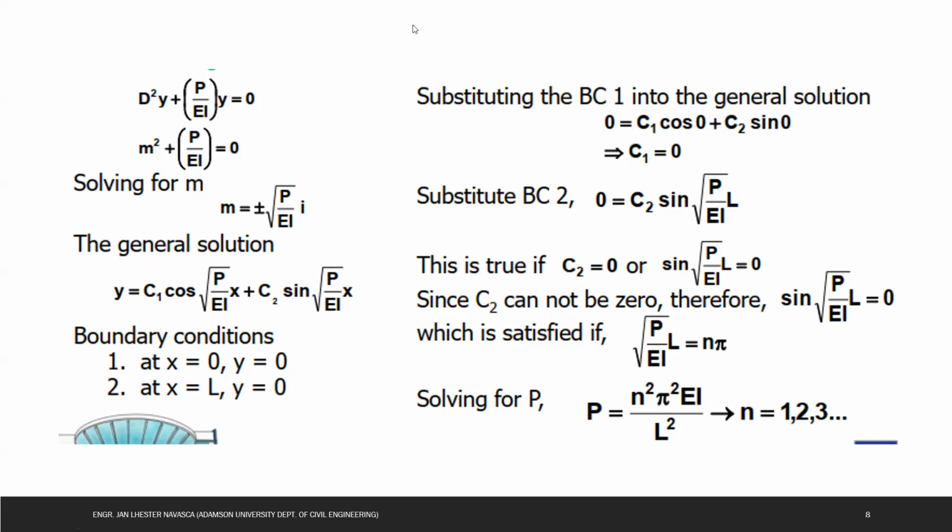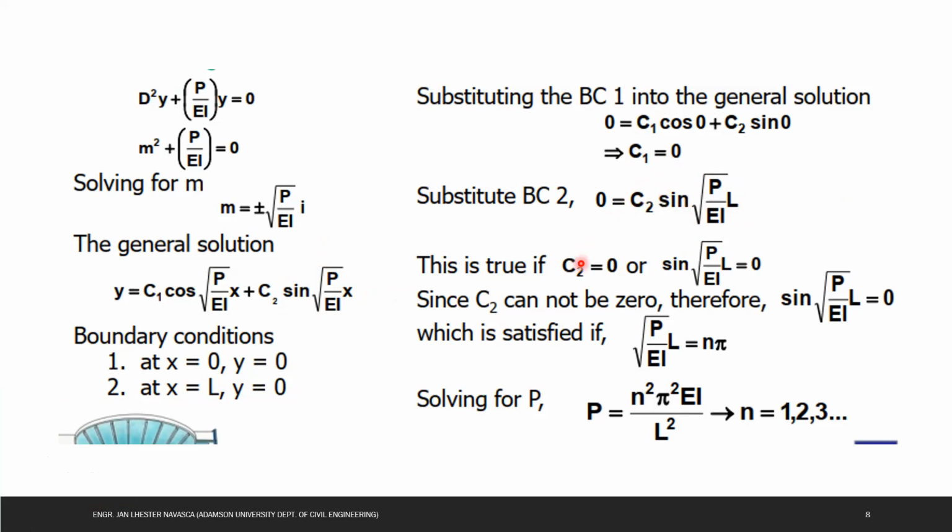Then substitute our boundary conditions 2. That is x equals L, y equals 0. Since our c1 is equal to 0, our y is only this term, c2 sine of the square root of P over EI times x. Then substituting x equals L, we have 0 equals c2 sine of the square root of P over EI times L. Okay, this is always true if the value of our constant c2 is 0.